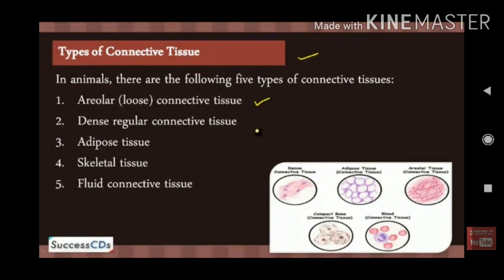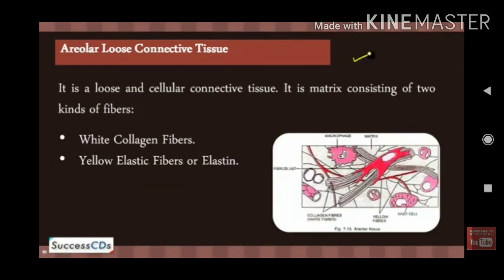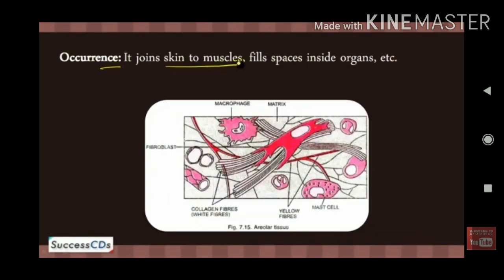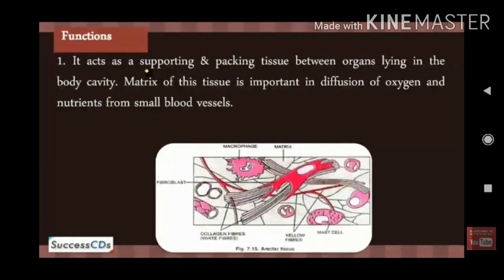Areolar connective tissue. The areolar connective tissue is a loosely packed tissue. It forms a semi-fluid substance called the matrix. This matrix flows in all directions, leaving small spaces called areolae. Okay. This is present in the skin as well as in the internal organs of the body.